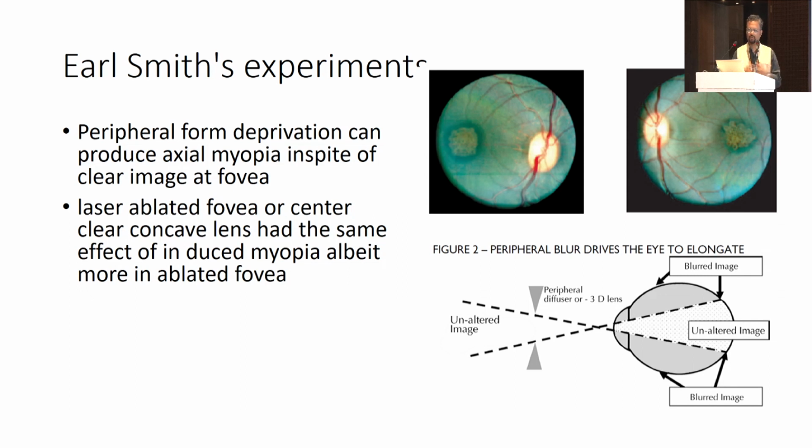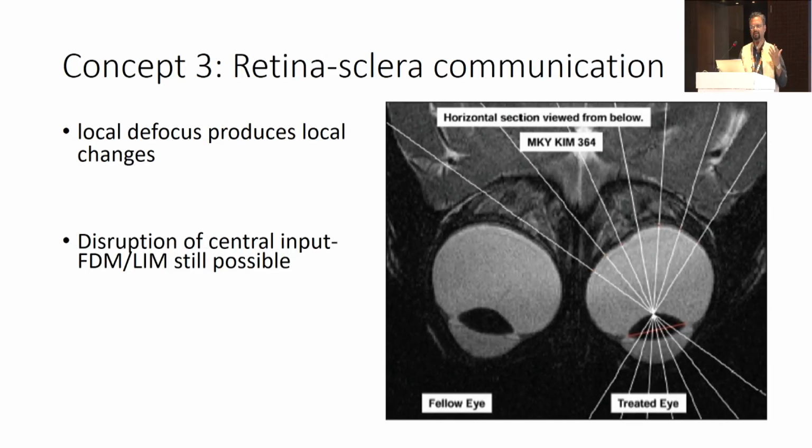So to see what happens, Earl Smith did experiments in the late 90s, and what he did, he ablated the fovea of the monkey, okay, and then stimulated the periphery with a concave lens. And he saw that in spite of the fovea not being there, so now you don't have the optic nerve, you don't have the fovea, still the eyeball elongates. Okay, so when you are correcting the eye with minus lenses, probably it's only the fovea which is getting corrected, but in the periphery it is still hyperopic defocus, so that is causing the elongation.